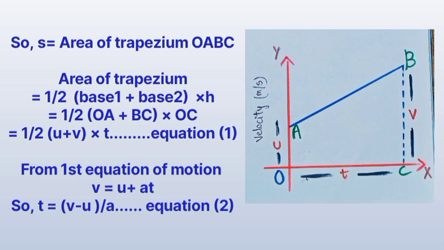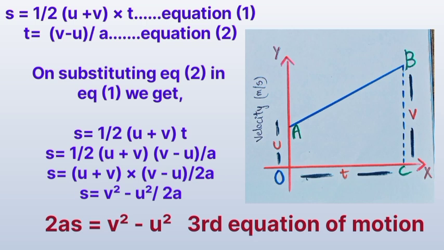The area of trapezium OABC equals half into (u plus v) into t. This is the first equation. We all know the first equation of motion, that is v equals u plus at. So t equals (v minus u) by a. This is the second equation. On substituting equation 2 in equation 1, we get s equals half into (u plus v) into t. In place of t, we write (v minus u) by a. So s equals half into (u plus v) into (v minus u) by a. s equals (u plus v) into (v minus u) by 2a. s equals (v square minus u square) by 2a. So 2as equals v square minus u square. This is the third equation of motion.